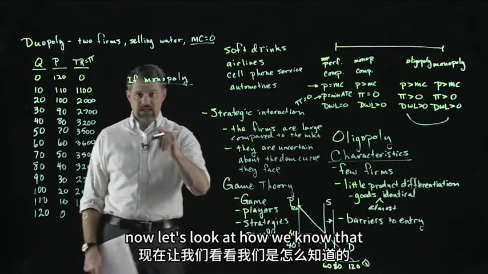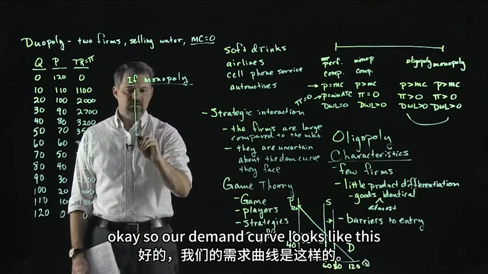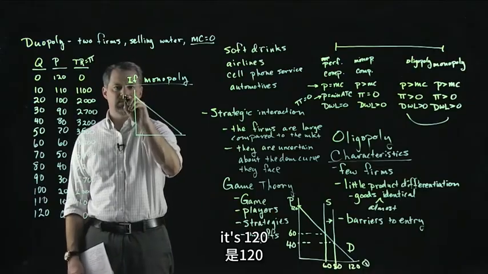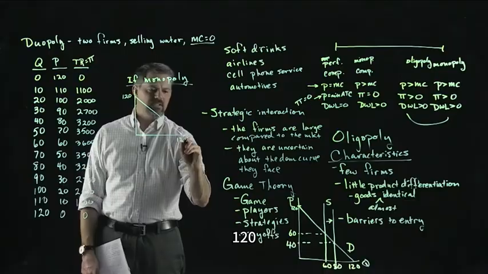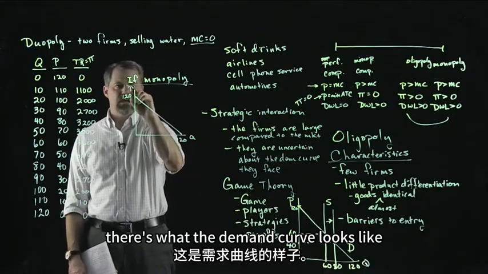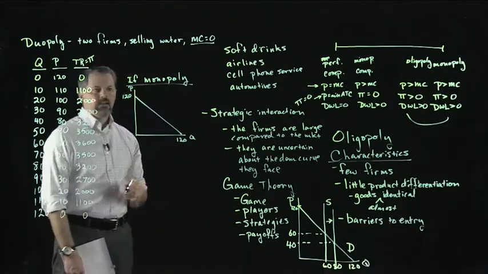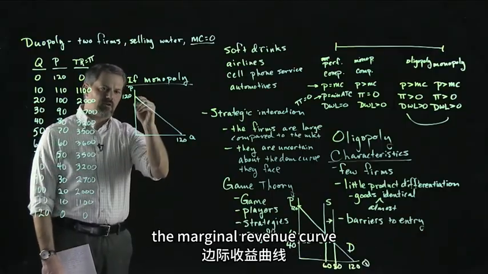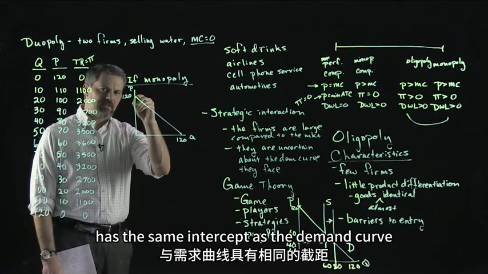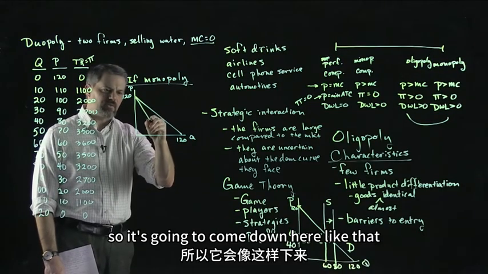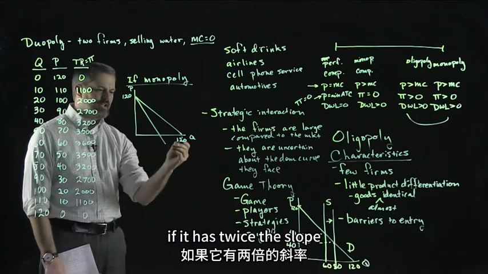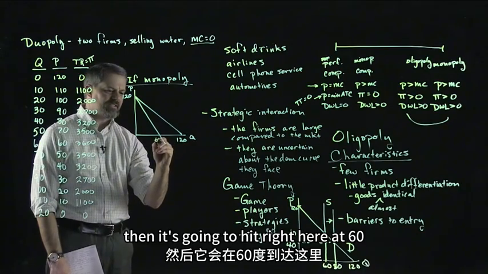Now let's look at how we know that. Okay, so our demand curve looks like this. It's 120, 120. There's what the demand curve looks like. Let's think about what the marginal revenue curve looks like. The marginal revenue curve has the same intercept as the demand curve and twice the slope. So it's going to come down here like that. If it has twice the slope, then it's going to hit right here at 60.